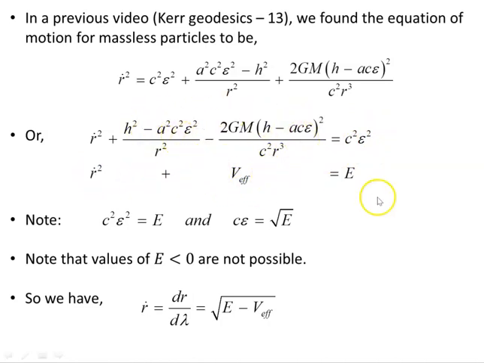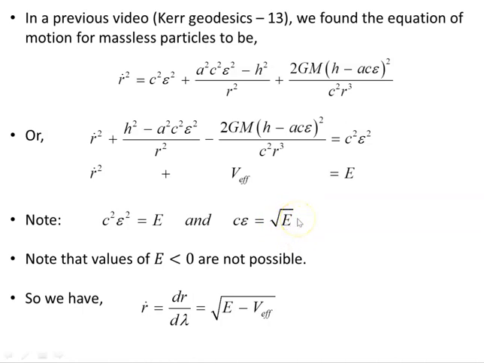We explored all that in previous videos. That's equal to the total energy of the orbit, E. And so we know that c squared epsilon squared is equal to E, the energy of the orbit, where epsilon is the energy parameter. We've covered that in previous videos. And so c times epsilon is the square root of E. Now that's important, the square root of E, because that tells us that we can't have values of E less than 0. It's simply not possible. Well, it doesn't mathematically make sense. It's not physically real to have the square root of a negative quantity.